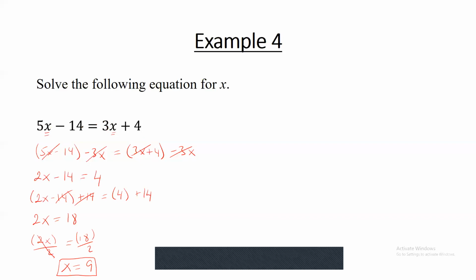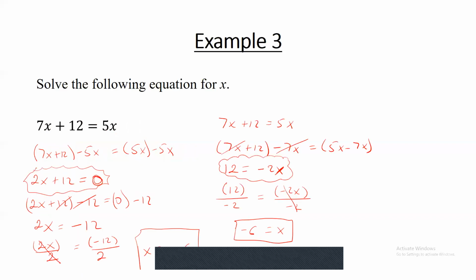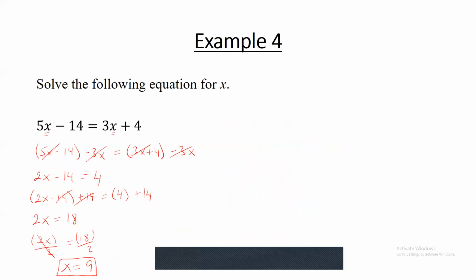Just like in all the other equations that we solved, you can always plug your answer in to make sure it's correct. For example, in example 3, if x is negative 6, we can just plug that in for x. 7 times negative 6 is negative 42 plus 12. 5 times negative 6 is negative 30. And of course, negative 42 plus 12 does equal negative 30. So our answer in problem 3 was correct.